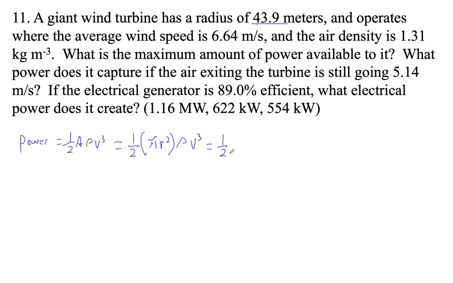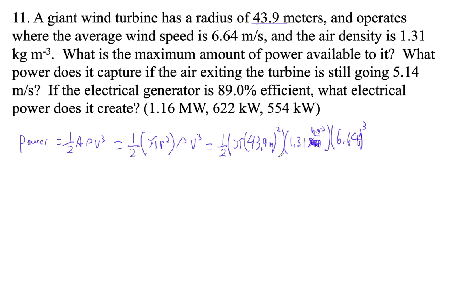1/2 pi 43.9 meters squared times our density, which is 1.31 kilograms per cubic meter, that's kilogram meters to the -3, and then that's times 6.64 meters per second raised to the third power. Now check out these units. Somehow that's going to have to equal joules. I don't know if we care about that, but let's figure that out.